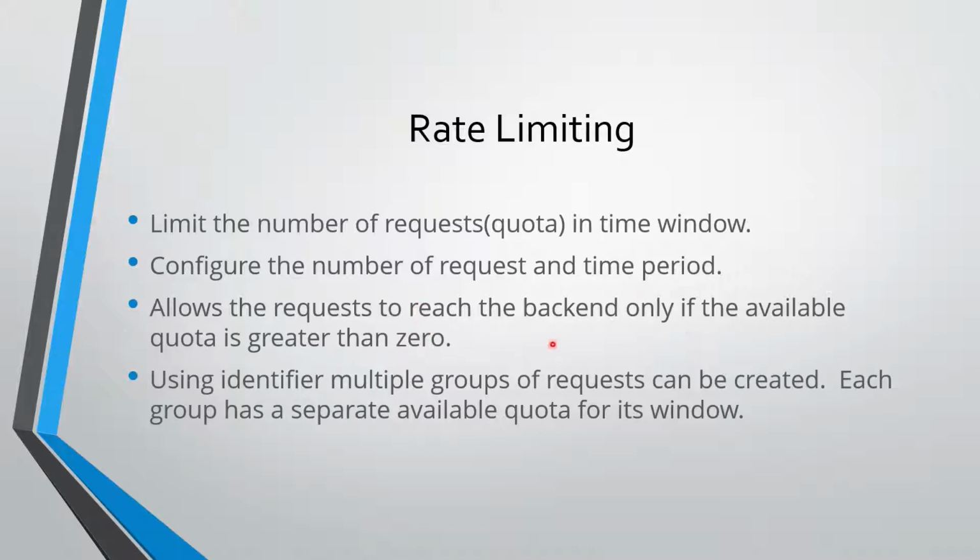Once the quota is finished in that time period, no other request will be served and they will not reach the backend. When a new window starts, the new requests will be served and they will reach the backend. We can specify multiple groups of requests using identifiers, and each group will have a separate quota for its window.